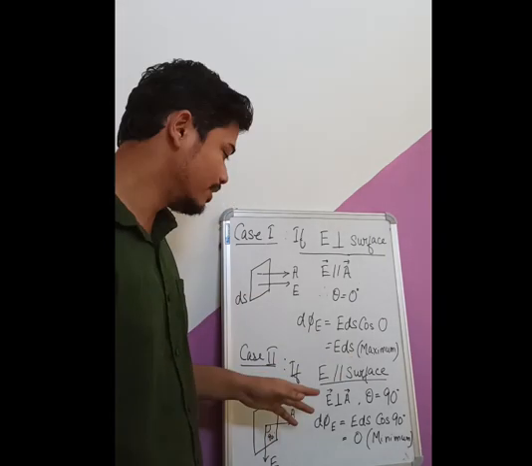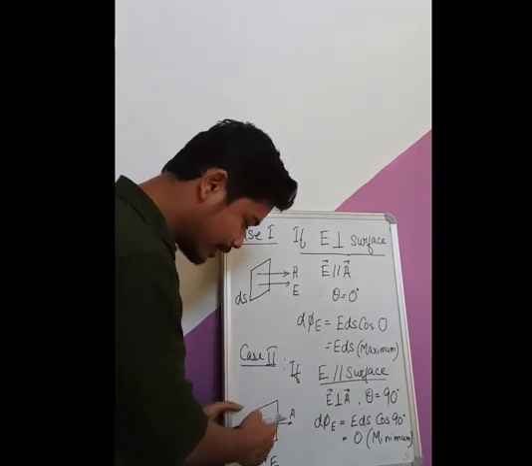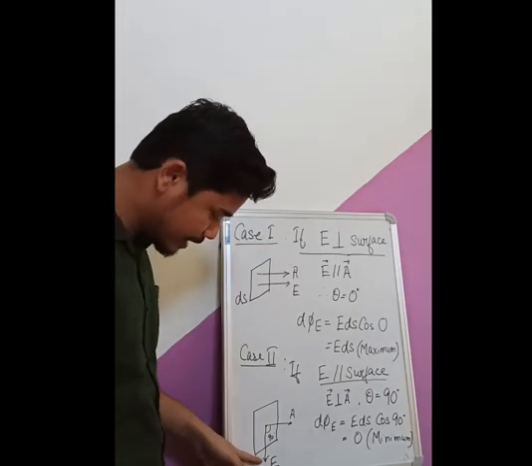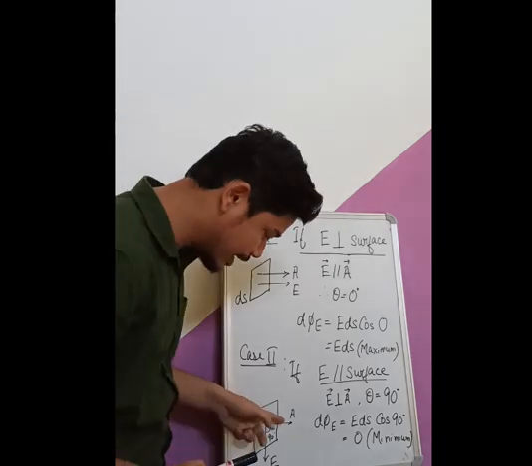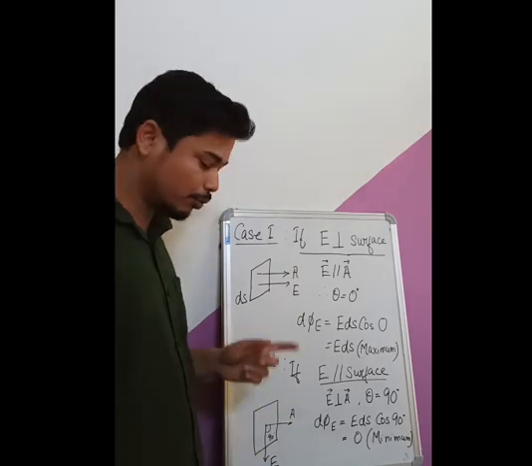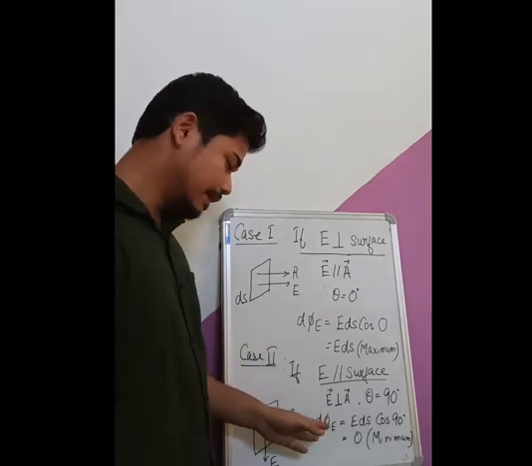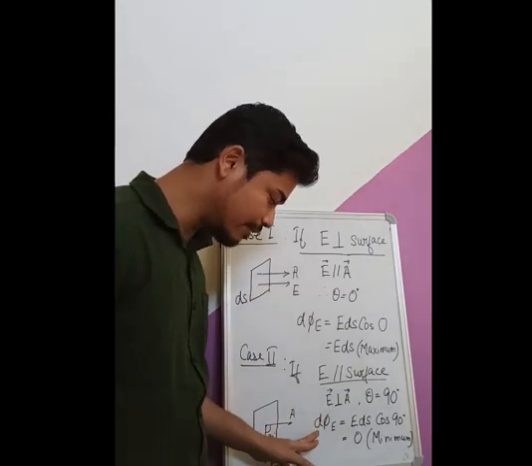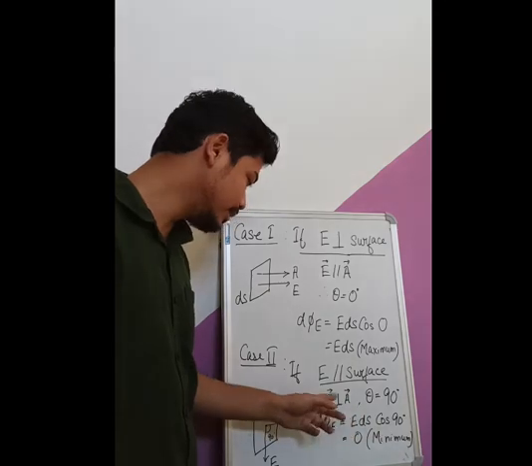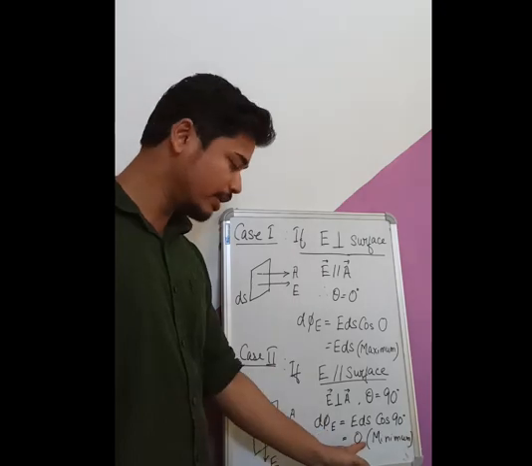What will be the case if the electric field vector is parallel to the surface? If the electric field vector is parallel to the surface, that means we will get the electric field vector along this direction. If this is the direction of electric field vector, the area vector lies perpendicular to the surface. So what will be the angle between E and A? That would be 90 degree, right? So in this case, the small electric flux d phi E linked with the small surface ds will be E ds cos of 90 degree. So ultimately we get the electric flux to be 0, which is minimum.